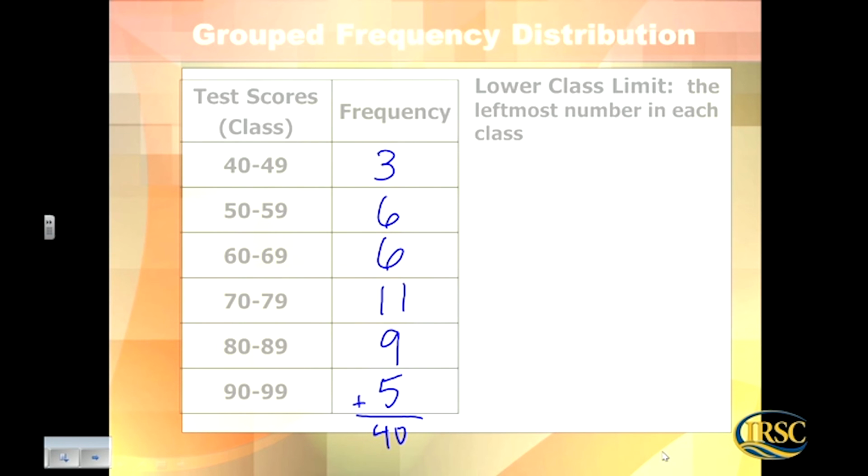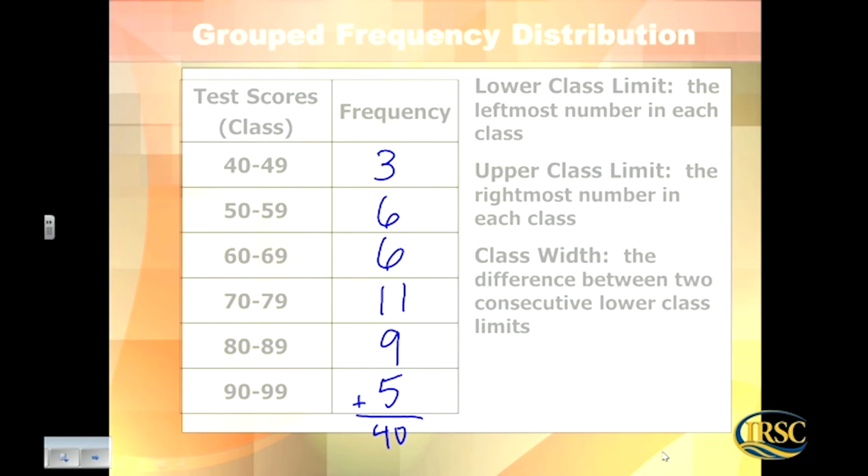The leftmost number in that class, as opposed to the upper class limit, which is the rightmost number in each class. So what is the upper class limit of the fifth class? 89 is correct. Good, because the fifth class is 40, 50, 60, 70, 80, and 89 is the rightmost number in that class, or the highest number in that class.